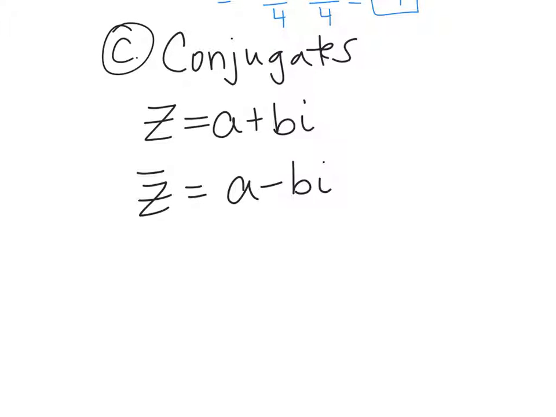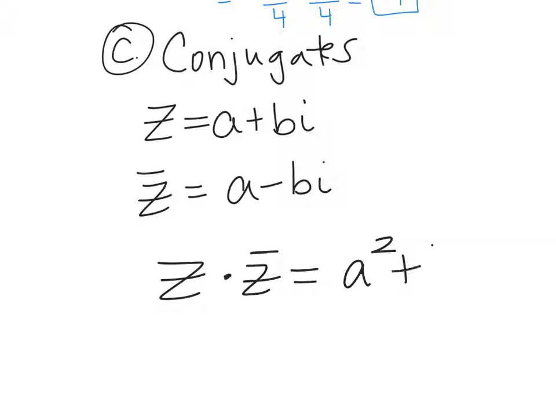So it's a minus bi. When you multiply Z and its conjugate Z bar together, something magical happens where you end up getting a real number. You get a squared plus b squared when you FOIL it out, because they're opposites in the middle.